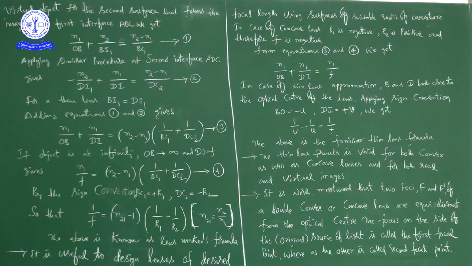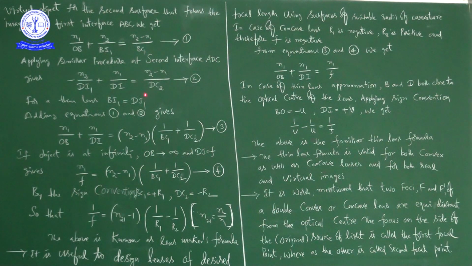Similarly, by applying image formation at the second curved surface, or second interface ADC, it gives you minus n2 by DI1 plus n1 by DI is equal to (n2 minus n1) by DC2. It is the second equation. A small approximation for thin lens: BI1 is equal to DI1.